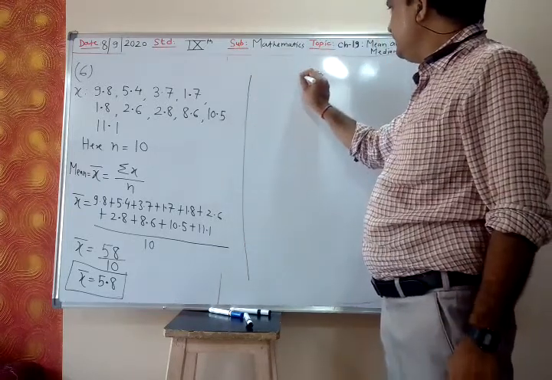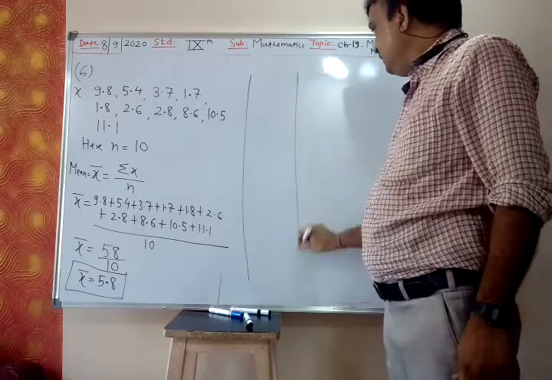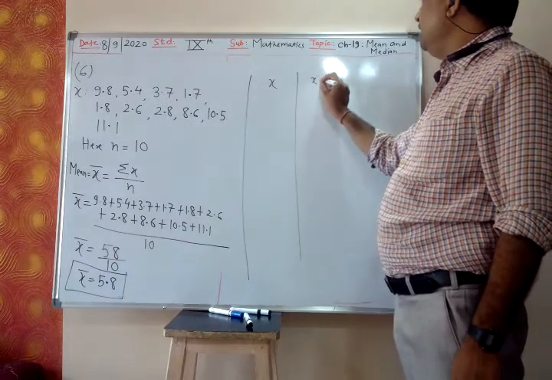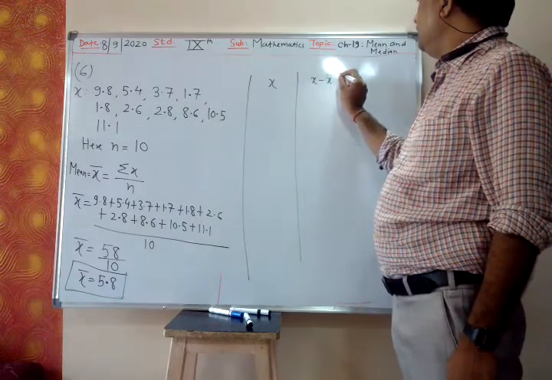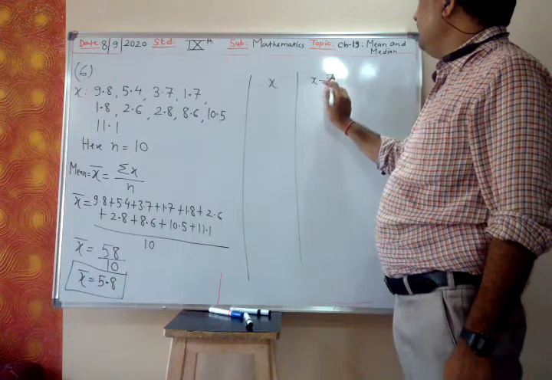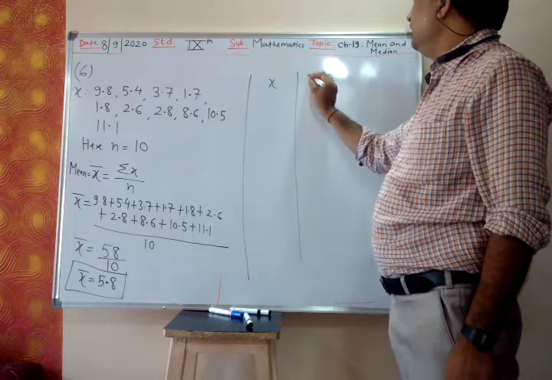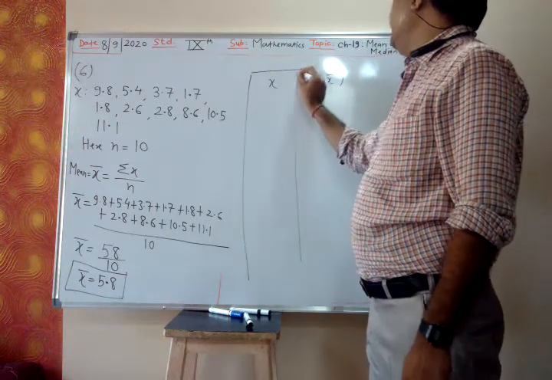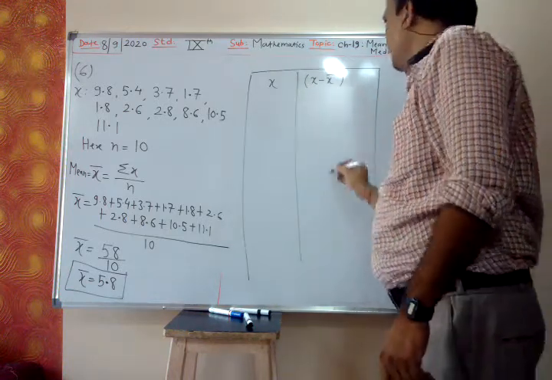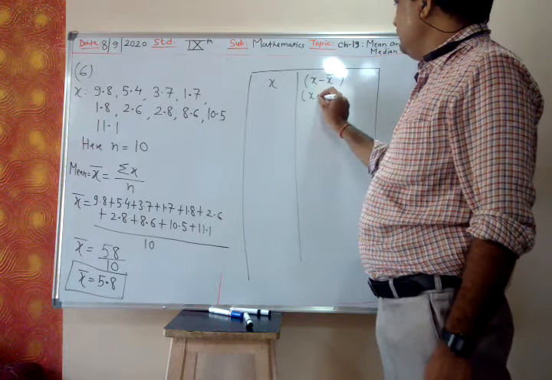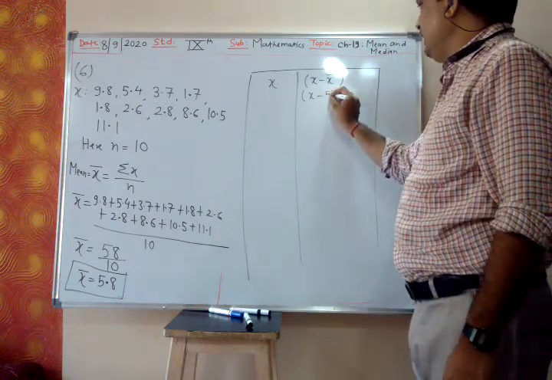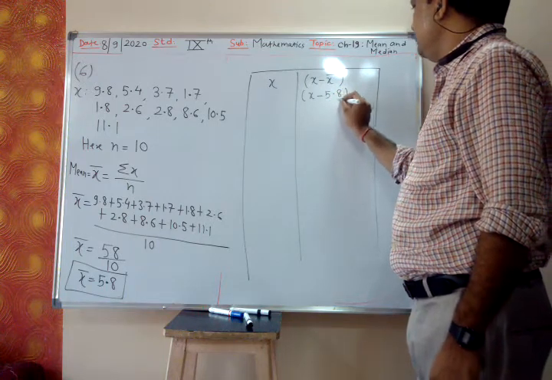This is x. And this is x minus x bar. What is x bar? Tell me. So that becomes x minus 5.8.